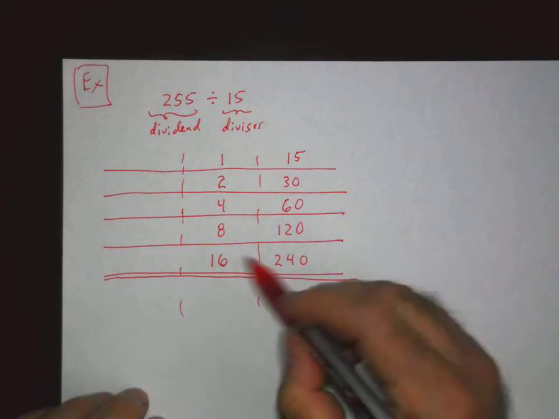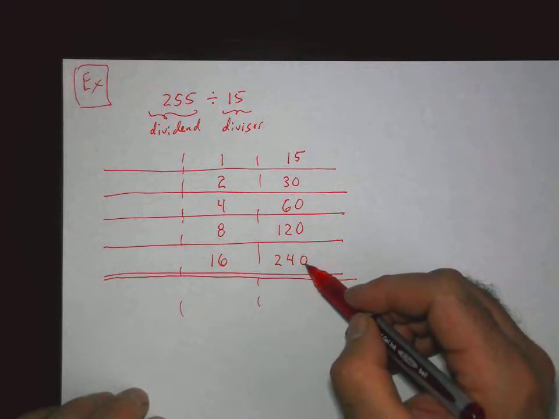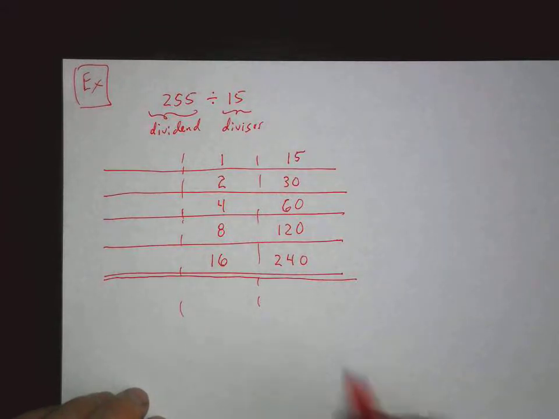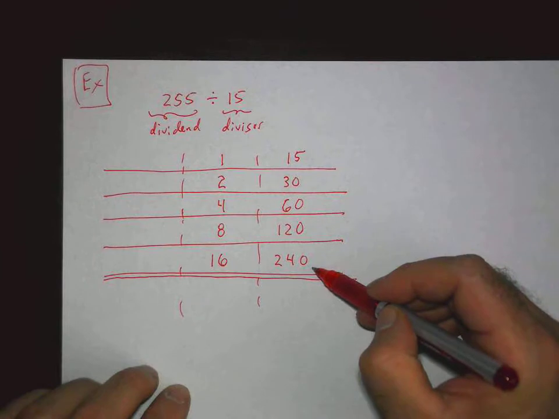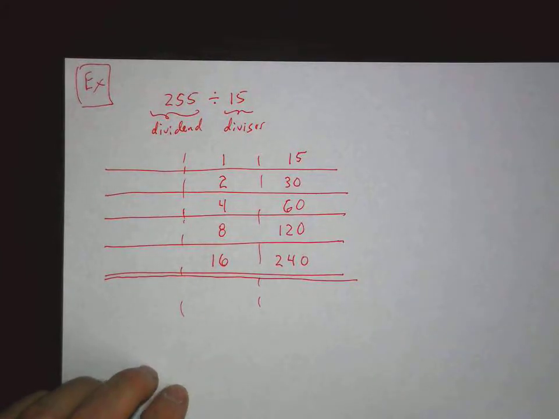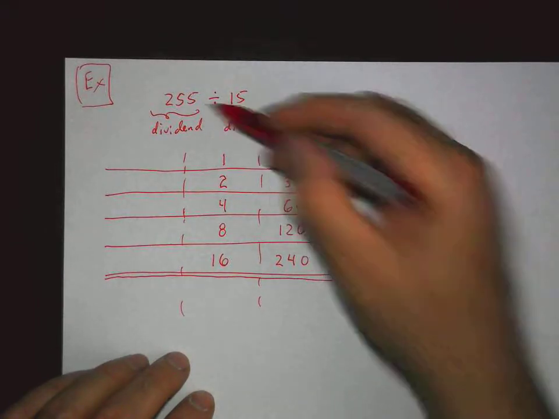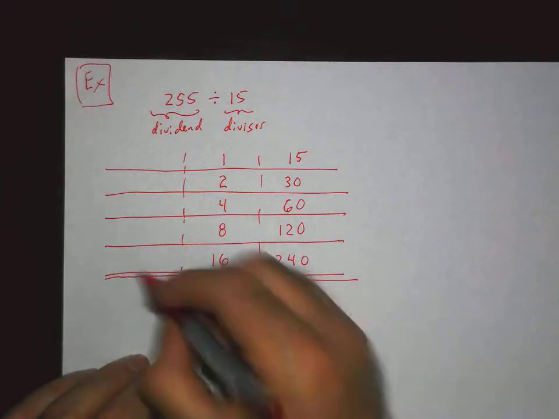If we take the next largest power of 2, 2 to the fifth, which is 32, and multiply it by 15, we get 480. That's way bigger than the dividend. So we stop. This is the divisor 15 times the largest power of 2, 16, that's less than or equal to the dividend. Now here's what we're going to do. We're going to add up these multiples of the divisor to get exactly the dividend, starting with the largest multiple, 240.